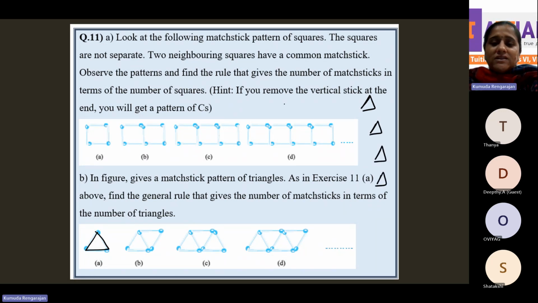then for one triangle, 3 sticks. So for 10 triangles, 3 into 10. For n triangles, 3 into n. So the rule is 3n, if the triangles appear independently.